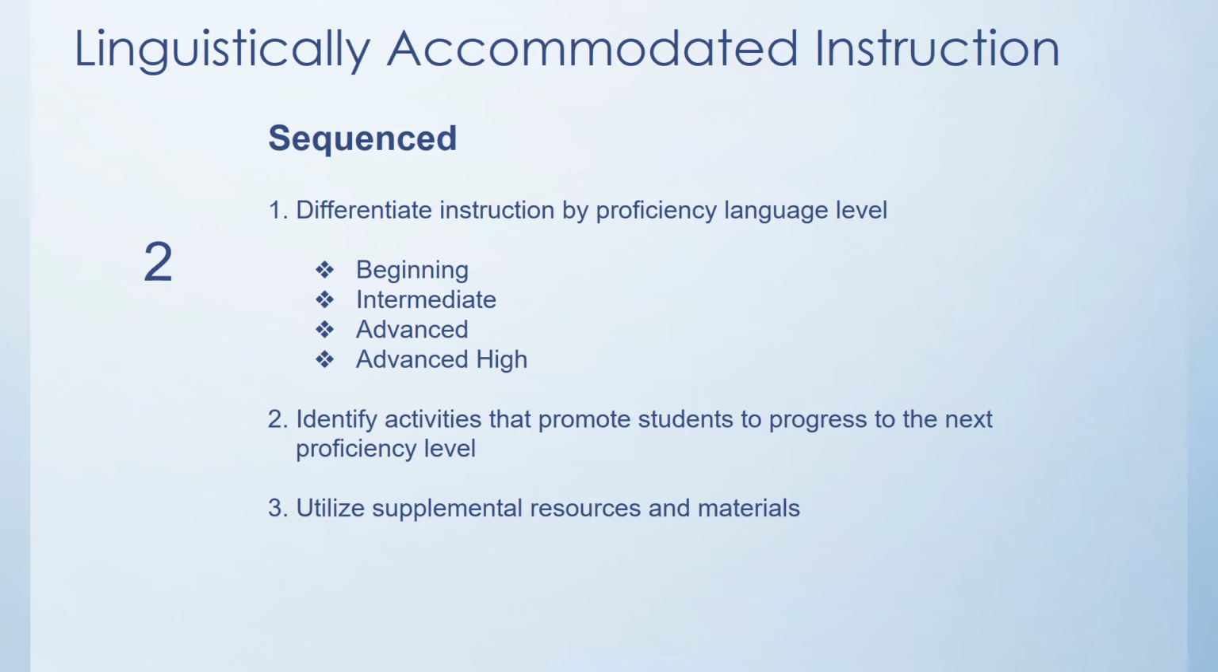You want to identify activities that promote students to progress to the next proficiency level. If you have a student who is currently an intermediate, look at the column under advanced and see what you have to do to push that student from intermediate to the advanced level. What strategies do you want to incorporate? Perhaps you want to ensure that the student uses more oral language development in your classroom, so you're going to implement those activities to promote oral language development.